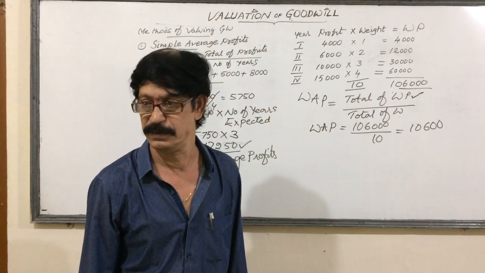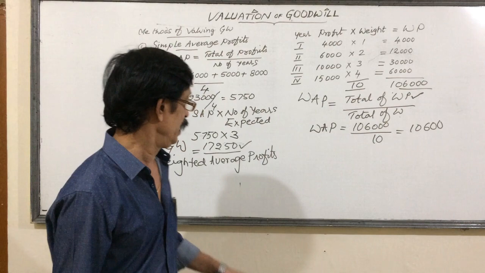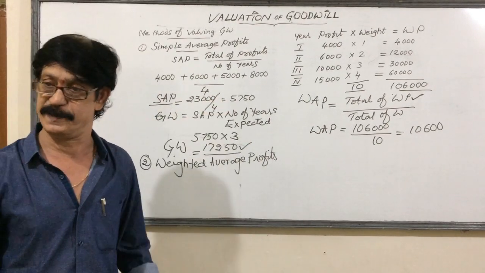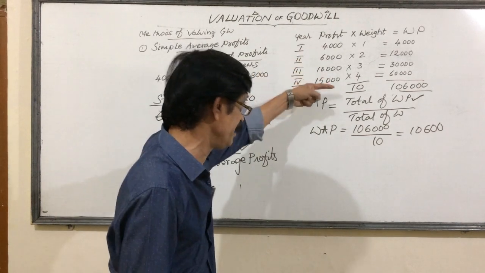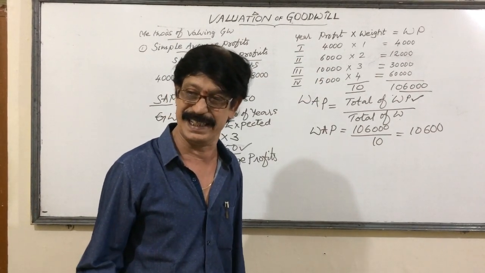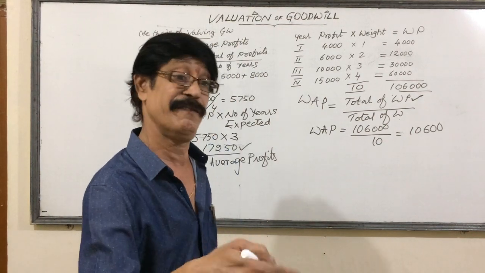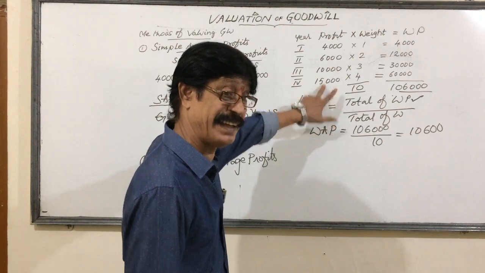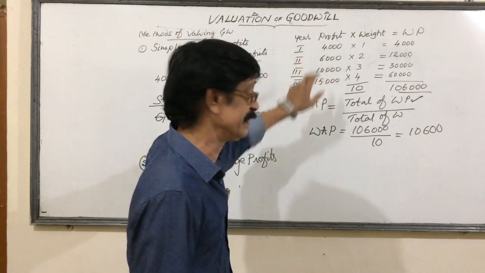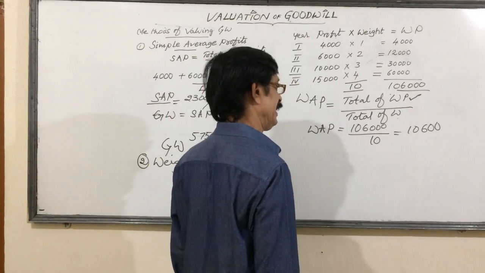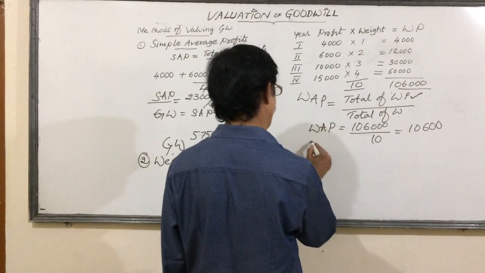Understanding or not? Hello. Here profits are in ups and downs. That's why we have taken simple average. But here profits are continuously increasing. When there is a regular and continuous increase in the profits, you have to take weighted average. The last years are given more weight than the early years. Understand? So, we got the weighted profits, total weighted average profit 10,600.